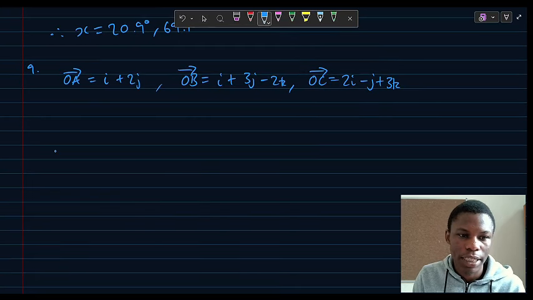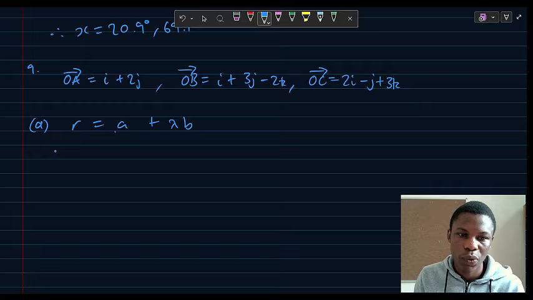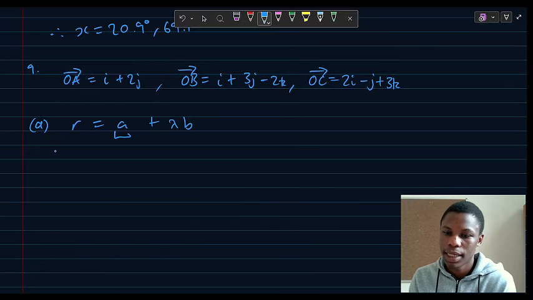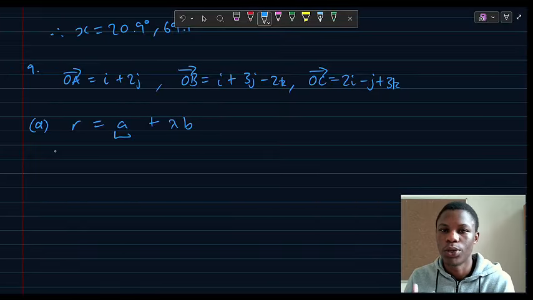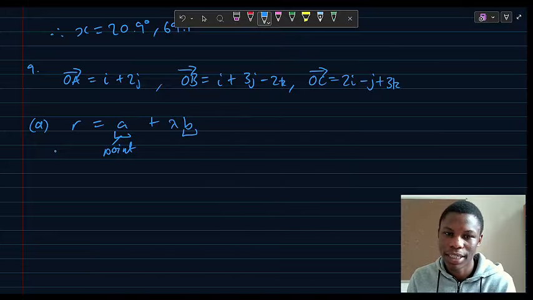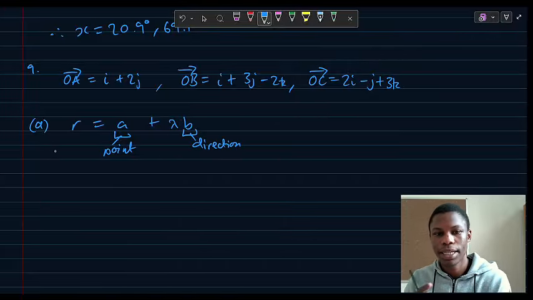So remember, a vector equation is of the form r is equal to a plus lambda b, where a represents the position vector of any point on that line. So in our case, since our line is going through B and C, a can be OB or OC. And then b is the direction vector of that line. In which direction is our line going? It's going through B and C, so it's going through the direction BC.